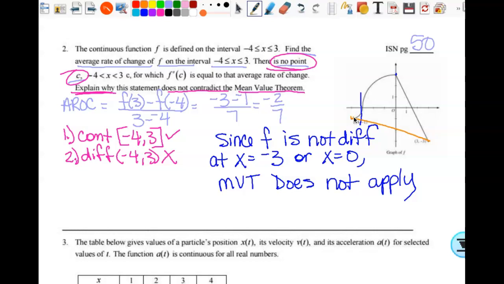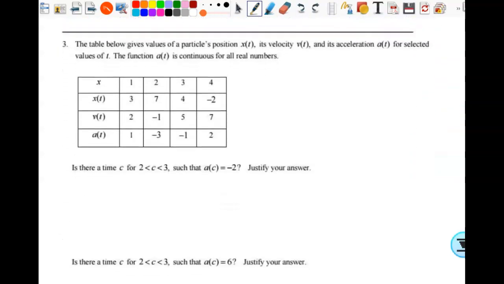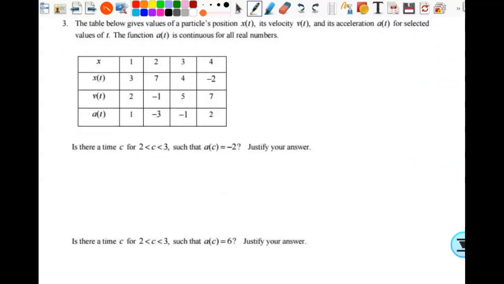Okay. Now, let's look at this one. We won't finish this one, but I do want to start to talk about it. So the table below gives values of a particle's position, x of t, v of t, and a of t for selected values of t. The function a of t is continuous for all real numbers. Okay? So if this is continuous, then so is this, and so is this, and so forth.